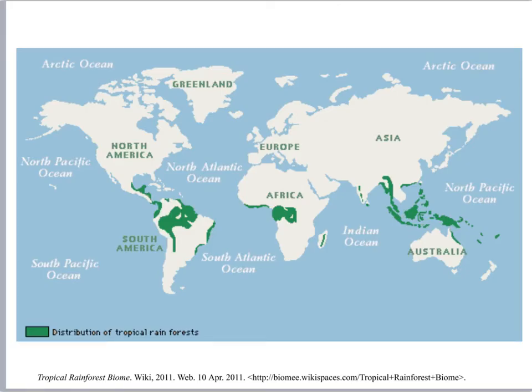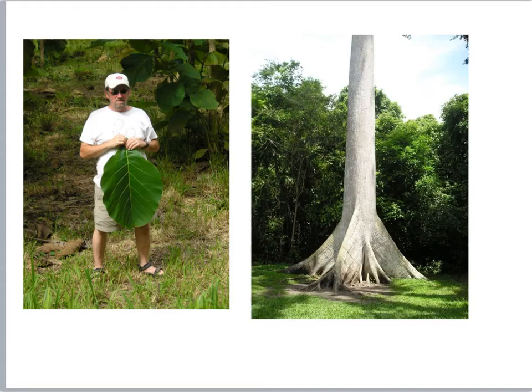Here's a map showing you the distribution of the tropical rainforest. Notice how, again, they're all typically around the equator. My family and I took a trip to Guatemala and Belize. So this is in Central America, and this is considered a tropical rainforest.